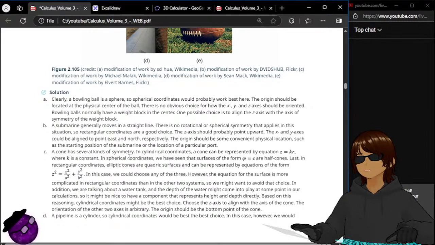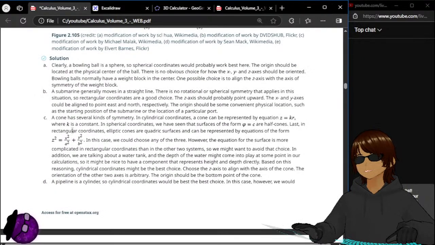A cone has several kinds of symmetry. In cylindrical coordinates, a cone is represented by the equation z is equal to kr, where k is a constant. In spherical coordinates, we have seen that surfaces of the form phi is equal to c are half cones. Last, in rectangular coordinates, elliptic cones are quadratic surfaces and can be represented by equations of the form z squared is equal to x squared over a squared plus y squared over b squared. In this case, we could choose any of the three. However, the equation for the surface is more complicated in rectangular coordinates than in the other systems.